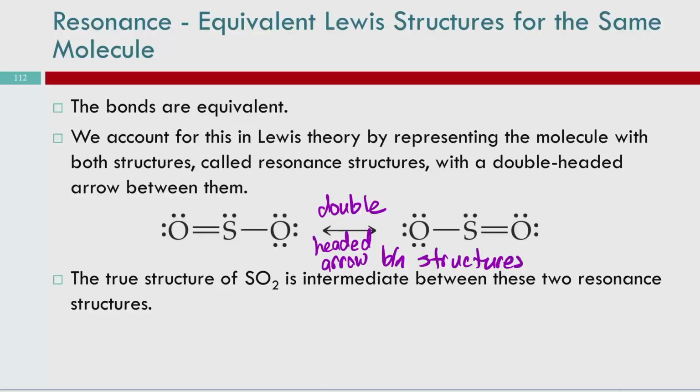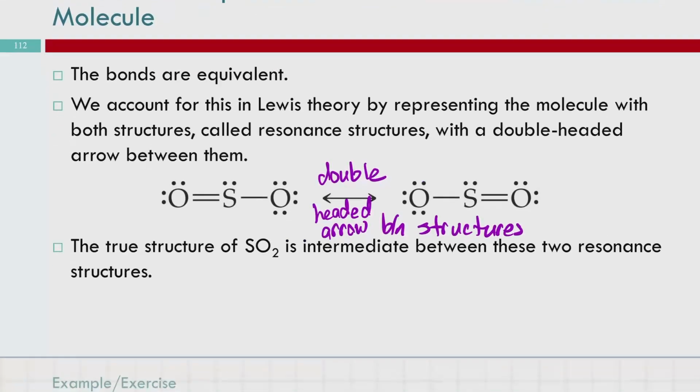Questions about resonance structures? There are structures that have more than 2 resonance structures. You can get at least 4, possibly more, depending on what the compound is. We're generally not going to be doing those because it's just a lot of unnecessary redrawing of things.